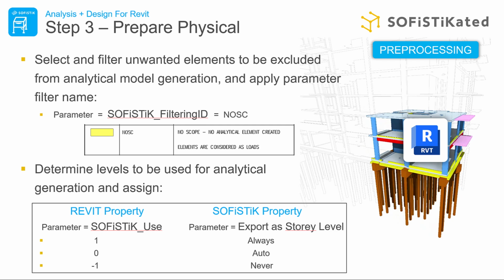The summary bullet points shown here focus on 2 primary objectives: 1. Unwanted element filtering, and 2. Determining which levels the analytical model will observe.